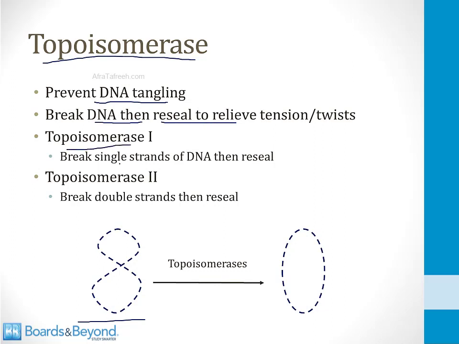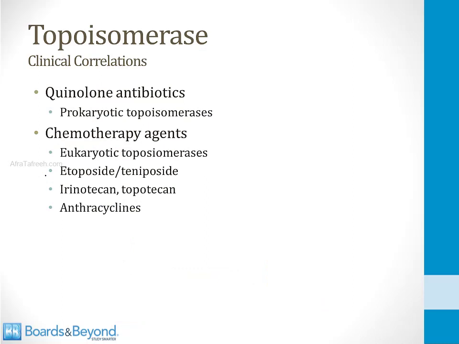Topoisomerase I is an enzyme that can break single strands of DNA and then reseal, and topoisomerase II is an enzyme that can break double strands and then reseal. And there are a number of clinical correlations with the topoisomerase enzymes. The quinolone class of antibiotics inhibits prokaryotic topoisomerase enzymes. This leads to breaks in DNA strands that cannot be resealed, and thus DNA damage occurs, and that's how these antibiotics kill bacteria. There are also a number of chemotherapy agents that target eukaryotic topoisomerase enzymes. For example, etoposide and teniposide, irinotecan and topotecan, and the anthracyclines. All of these have activity that inhibit topoisomerase enzymes, and this disrupts cells that are rapidly dividing, like cancer cells.